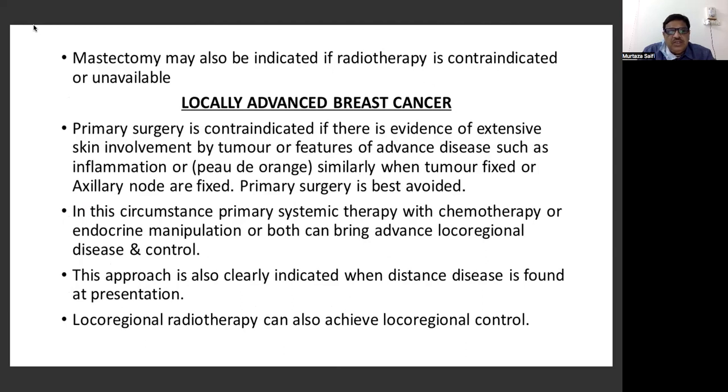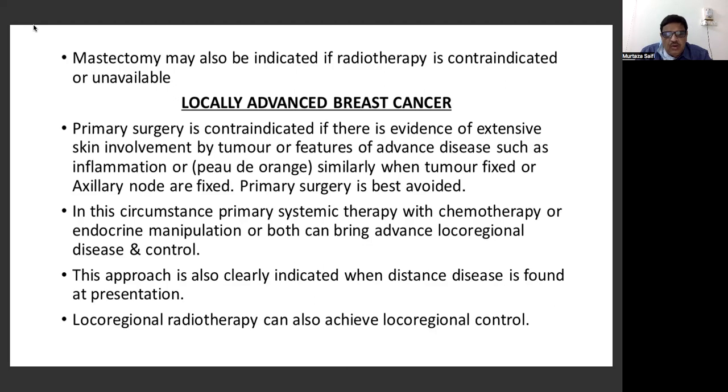Locally advanced breast disease: in this, primary surgery is contraindicated if there is evidence of extensive skin involvement by tumor or features of advanced disease such as inflammation or peau d'orange. Similarly, when the tumor is fixed to axillary lymph nodes, primary surgery is best avoided. In these circumstances, primary systemic therapy with chemotherapy or endocrine manipulation or both can downstage advanced local regional disease and control it. This approach is also clearly indicated when distant disease is found at presentation.